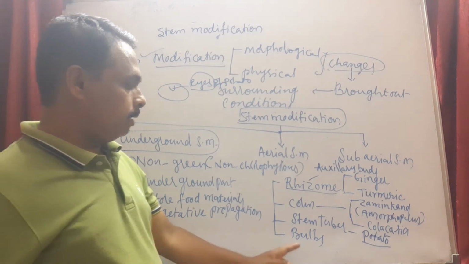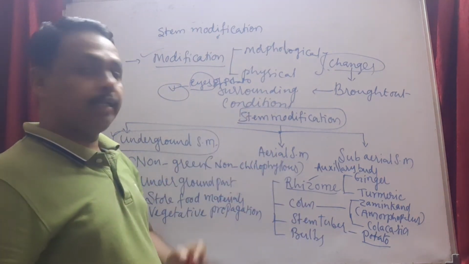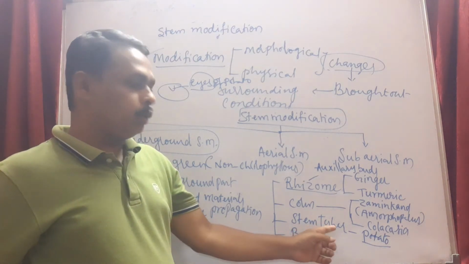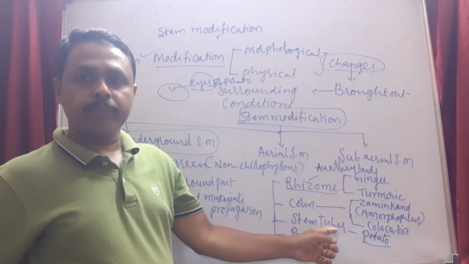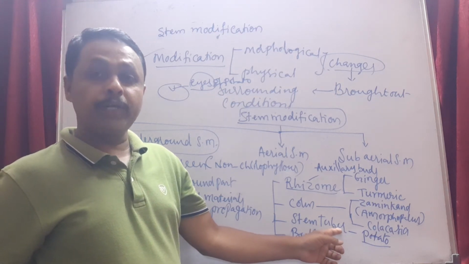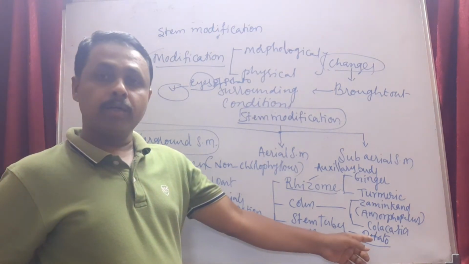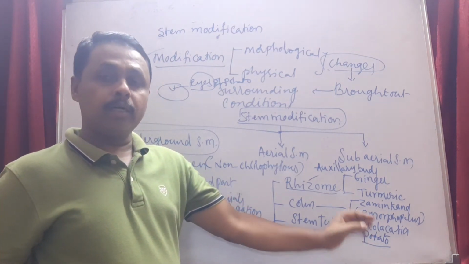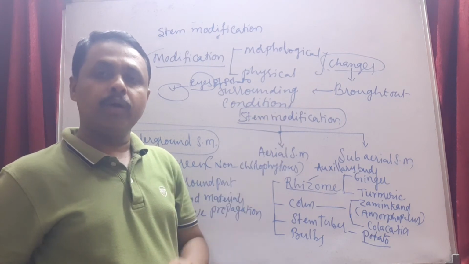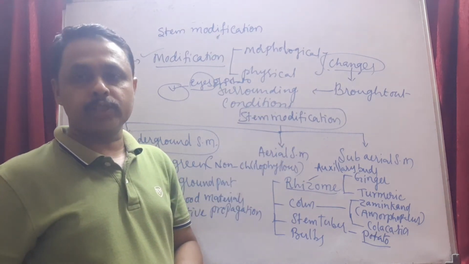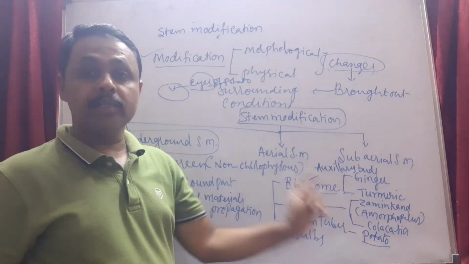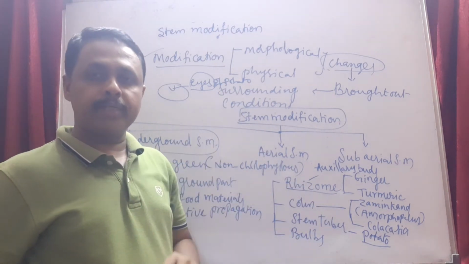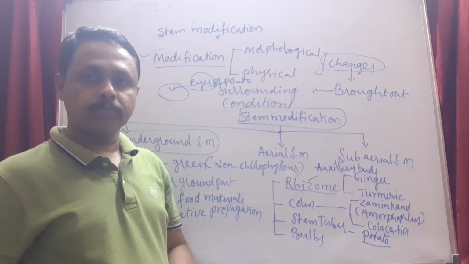Right. And here one more important thing we need to discuss. We need to remember, stem tuber is a modified stem part, with potato as the example, but sweet potato is there. Sweet potato is a root modified structure. Potato is a stem modified structure. Sweet potato is the root modified structure. Don't get confused here. Right.